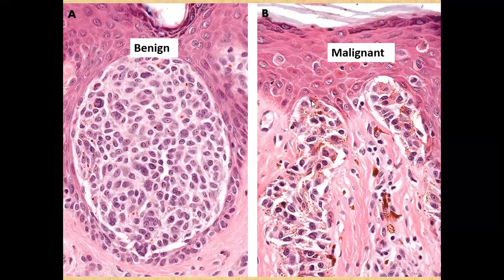These two slides are a comparison between a benign looking junctional nevus and a malignant melanoma. Here you can see a very uniform nest of benign melanocytes retaining a good architecture. While on the right side, this is superficial spreading melanoma, where these melanocytes are of different sizes and shapes, and there is no uniformity in the architecture of these malignant nests.